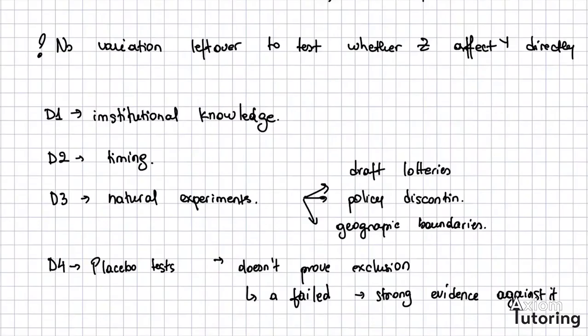In the next video, we'll see what changes when we have more instruments than endogenous variables. Surprisingly, that gives us a way to partially test the exclusion restriction, something we just said was impossible in the just identified case. So stay tuned and I'll see you in the next video.